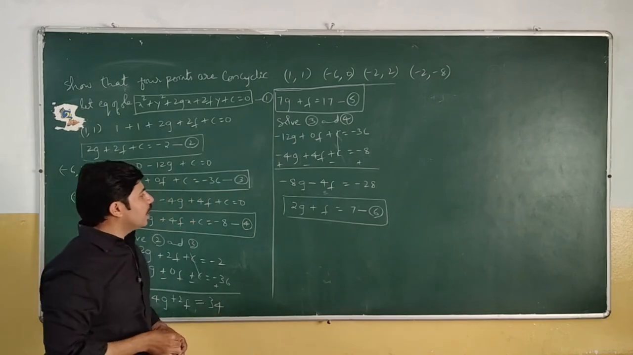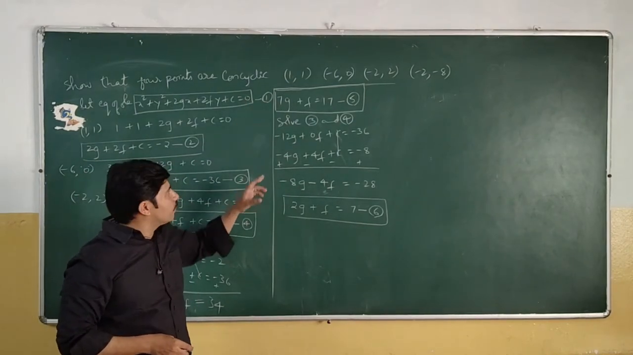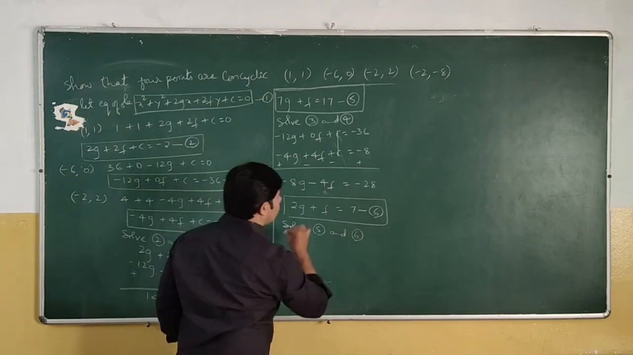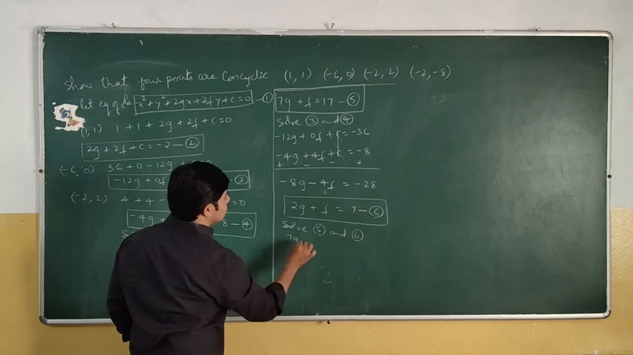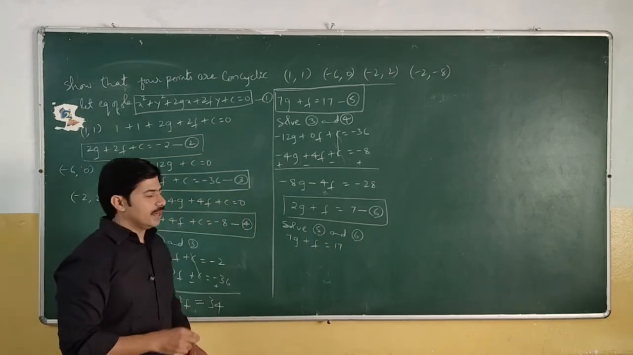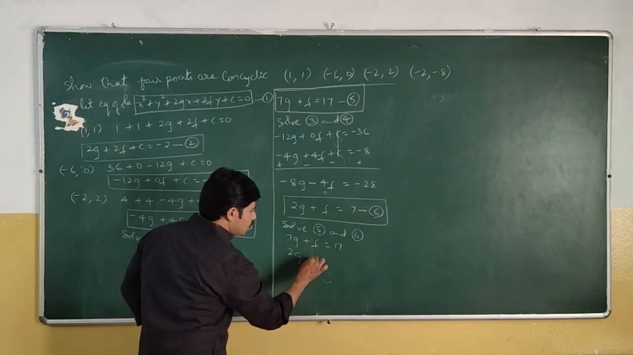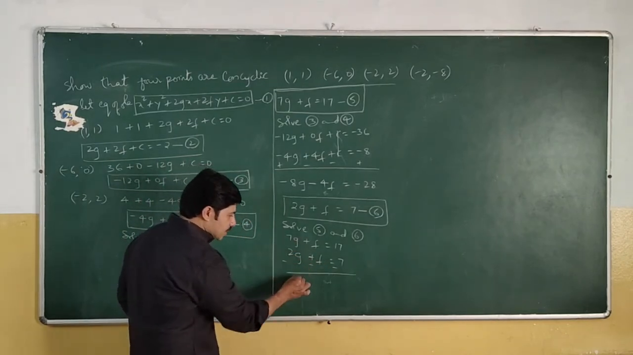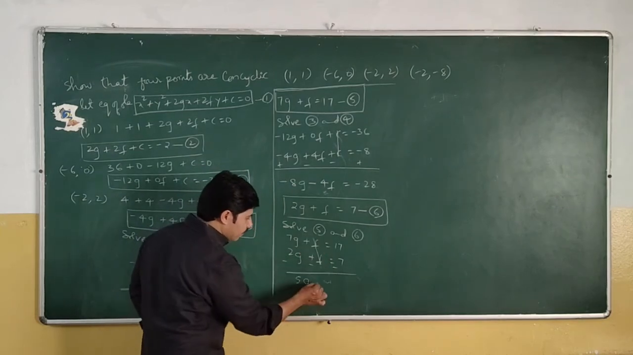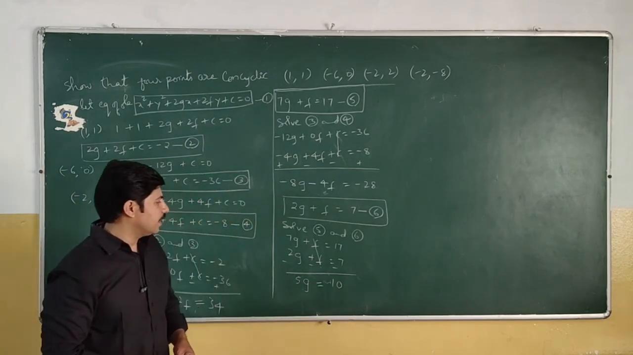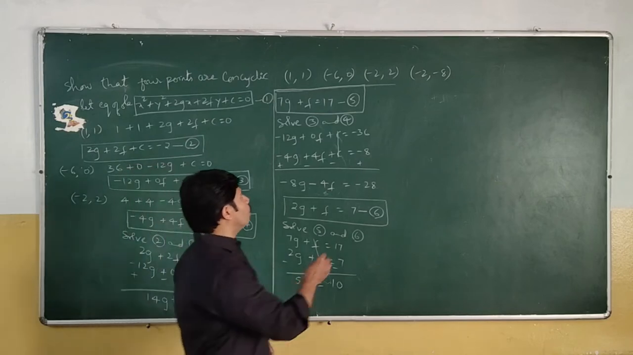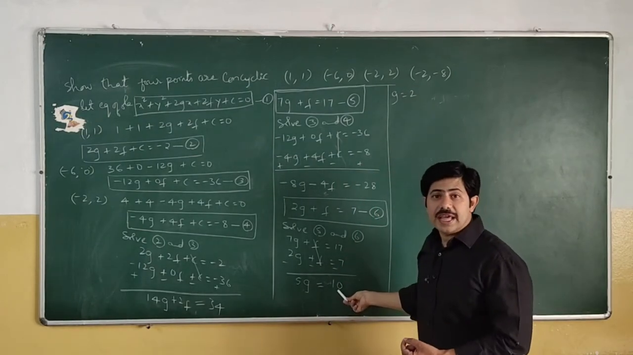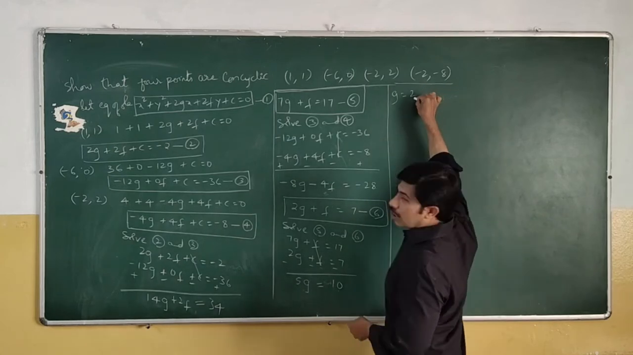Now we have two equations in terms of F and G. To get the values of G and F, we solve 5 and 6. What is equation 5? It is 7G plus F is equal to 17. And equation number 6 is 2G plus F is equal to 7. Now subtract. 7G minus 2G is 5G, F minus F cancels, 17 minus 7 is 10. So here we get the G value. G is 10 by 5, so 10 by 5 is 2. So we got the value of G.